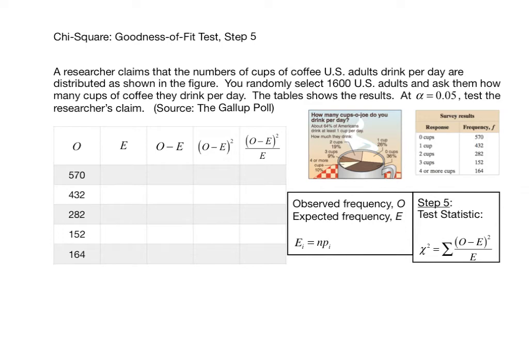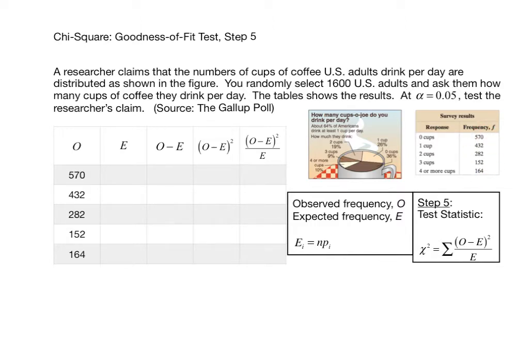In step 5, we compute the test statistic for our chi-square goodness of fit test. And that test statistic is exactly this here. We've got the sum of the squares of the differences in the O's and the E's divided by the E's. Again, the O stands for the observed frequencies. Those are the frequencies observed in the survey or the sample, and they are these right here.